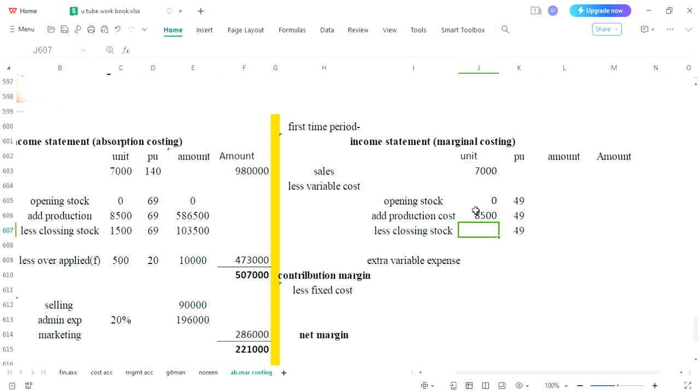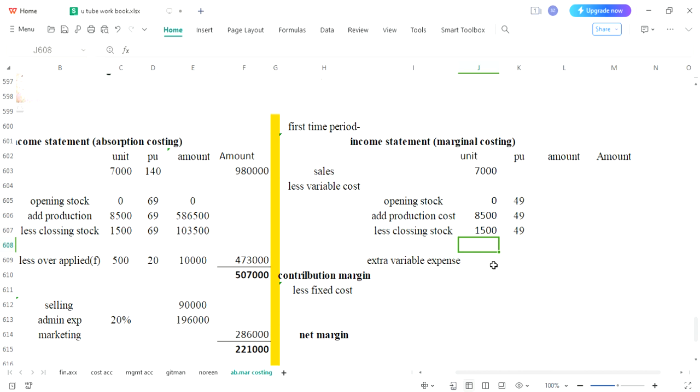Now let me know if there is any closing stock. For that, there was nothing at start, but you have produced 8500, 7000 units sold. Out of 8500, if 7000 units are gone and sold, how many number of units would be left? 8500 was your produced unit, 7000 gone, remaining 1500 would be still in your hand.